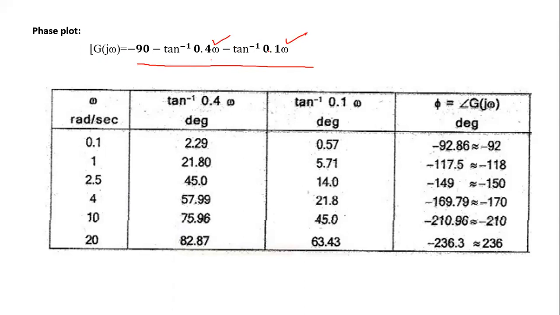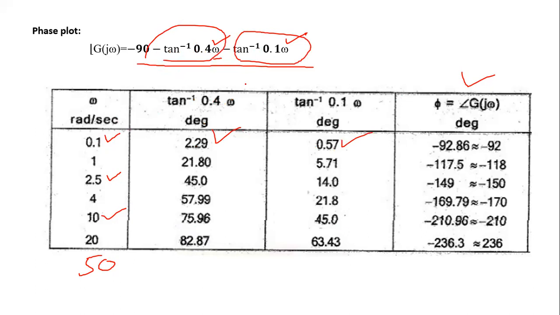What values do we need to choose? We already have the 4 corner frequencies: 0.1 radians per second, 2.5, 10, 50. So in between or nearby values, you take some 2, 3, and totally 5 or 6 omega values you are choosing. By substituting those omega values, you need to find the phase angle. For example, first substitute 0.1: minus 90 minus tan inverse of 0.4 into 0.1 minus tan inverse of 0.1 into 0.1. Whatever value comes here, we cross-check, and from that, the final value.